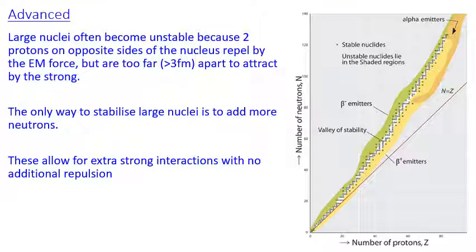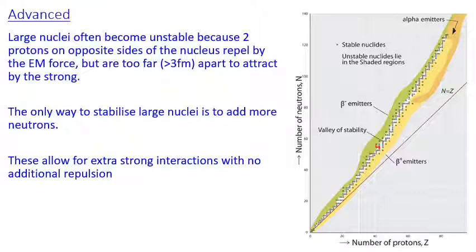So beta minus turns a neutron into a proton. So the neutron number goes down by 1, if we take this one here, and the proton number goes up by 1. So a beta minus brings us diagonally towards the bottom right, and so if you're above, that brings you potentially into the valley of stability.